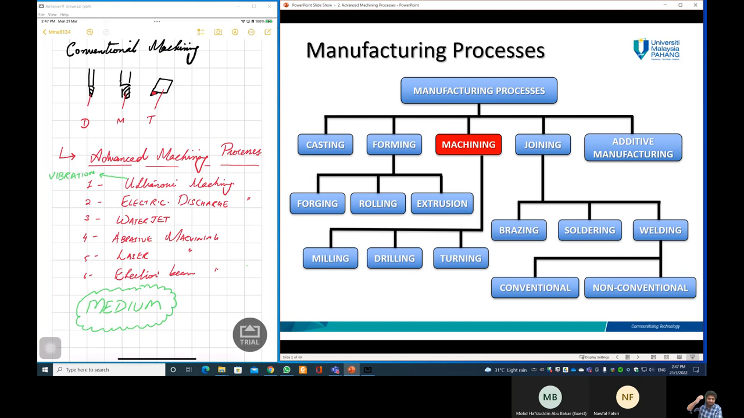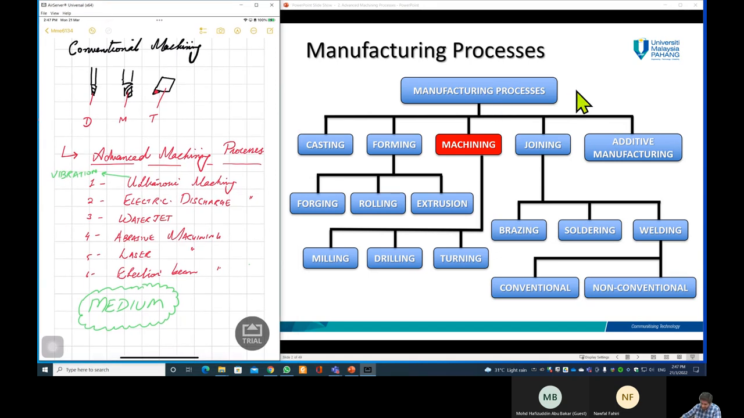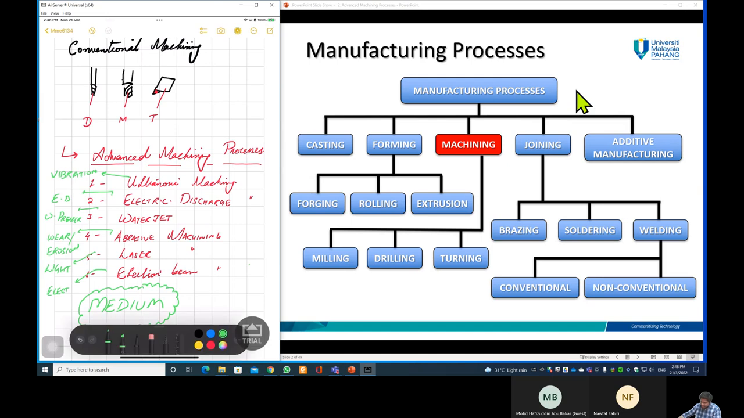Ultrasonic means something which has a very, very high frequency. So we are using vibration energy, then here we are using electric discharge energy. Here we are using water pressure kinetic energy. In abrasive machining, we are basically using wear or erosion technology. Then in lasers, we are using light. And in electron beam machining, which is further advanced, we are using electrons. So you can see that the medium by which the machining is carried out is very, very different, and each one of them has its own distinct medium by which machining is going to be carried out. Okay.